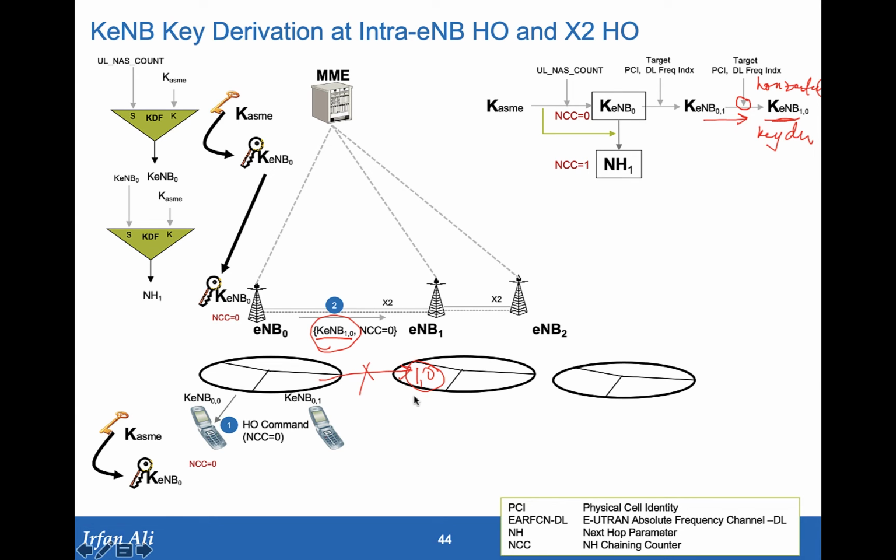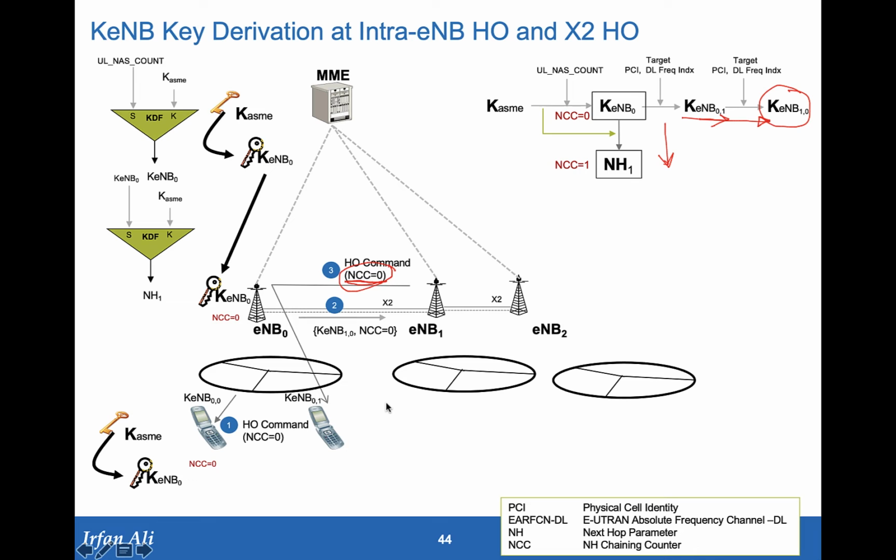The mobile has moved and is being handed over to eNodeB1, sector 0, and then the eNodeB sends a handover command to the mobile, and in that handover command the NCC is set to 0. So with the NCC set to 0, the UE also knows that it needs to do a horizontal key derivation. The KeNB, the key, is never sent over the air. The only thing that is sent over the air is the next hop chaining counter, the NCC value, and based on the NCC value, the mobile knows whether it needs to do a horizontal key derivation or a vertical key derivation, which we'll come to in a minute.